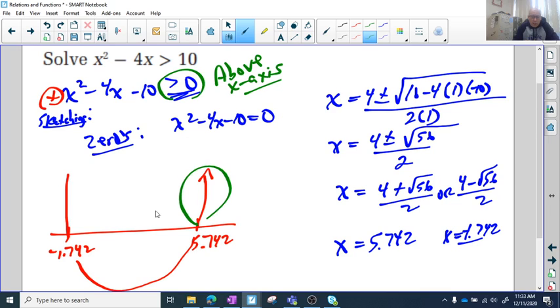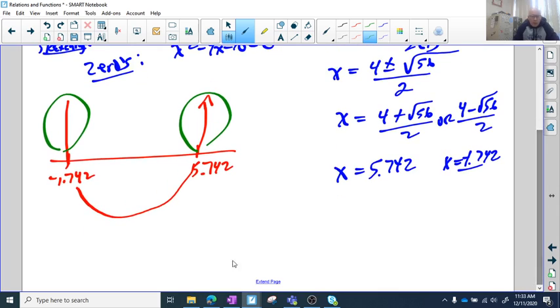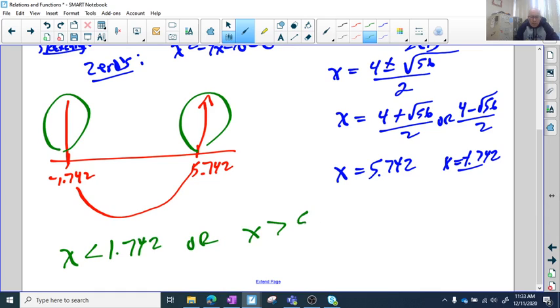So above the x-axis would be here and here. So we need to identify x could be less than, no equal sign this time, negative 1.742, or the x values could be bigger than 5.742. And those would be the solutions to this quadratic inequality.